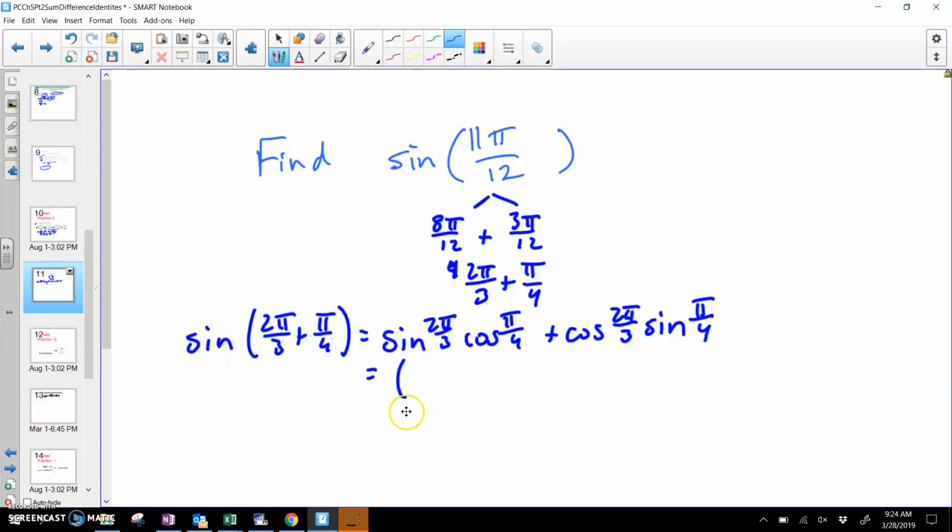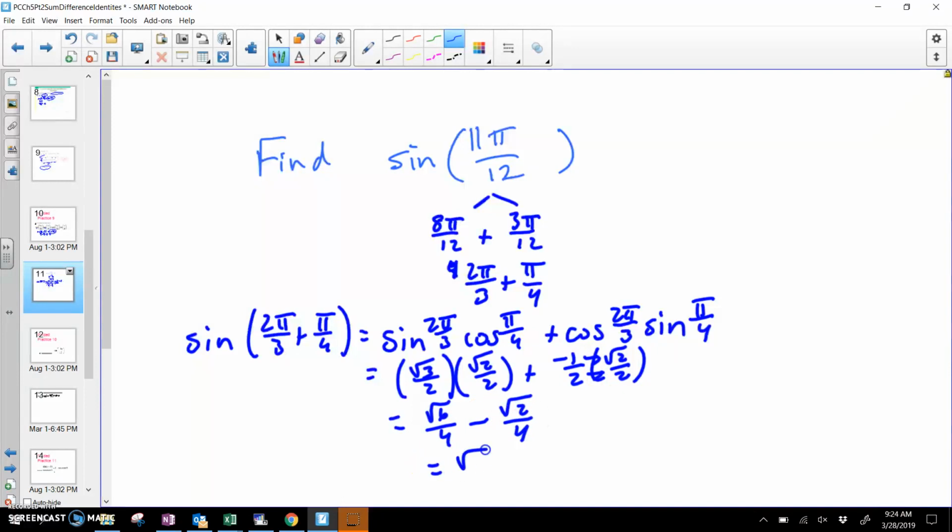I know that the sine of 2 pi over 3 is root 3 over 2, because sine is positive in quadrant 2. Cosine of pi over 4 is root 2 over 2. Cosine of 2 pi over 3 is negative 1/2, because cosine is negative in that quadrant, and sine of pi over 4 is root 2 over 2. Multiply across, I get root 6 over 4. I have a negative, so I have minus root 2 over 4. Once again, I get root 6 minus root 2 over 4. So you can see that you're going to end up with similar answers, because you're dealing with numbers which really only involve root 3 over 2's, 1/2, and root 2 over 2's.